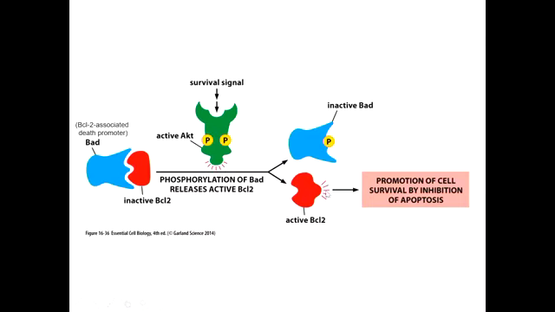Now BCL2 can be activated. It changes its shape, it becomes active, and BAD falls away, it's inactivated. So AKT is phosphorylating BAD and causing it to fall away. Activated BCL2 protein promotes cell survival by inhibiting apoptosis. All right? So let's look at what happens then step by step.